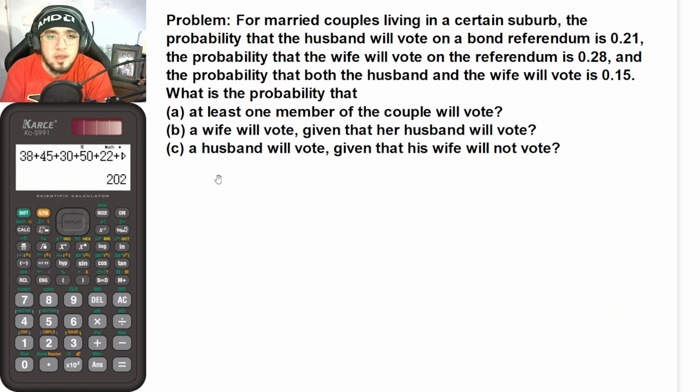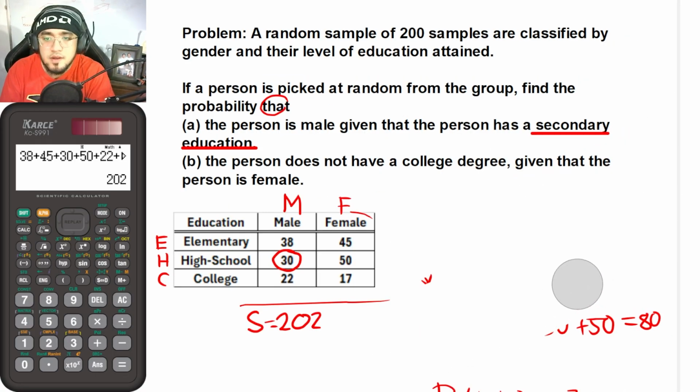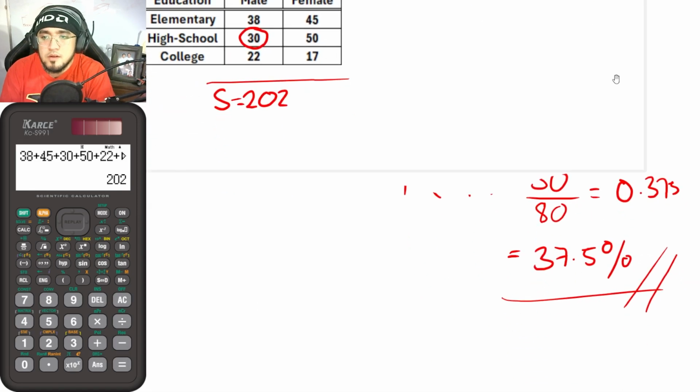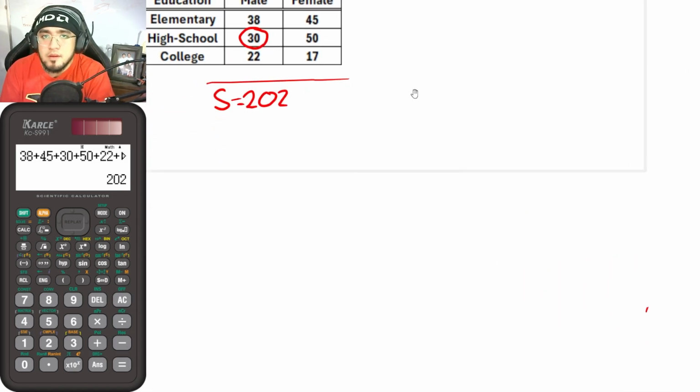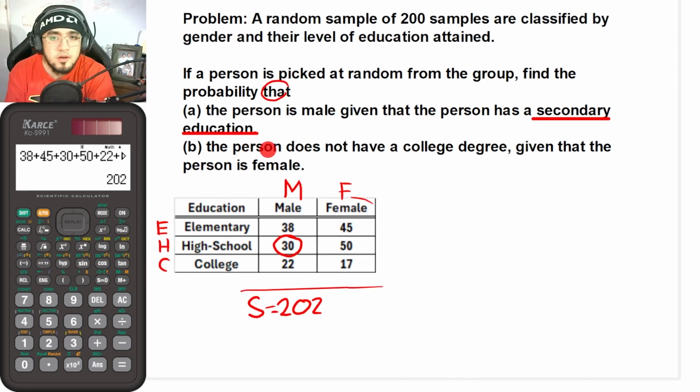Okay, so for letter B, I will just be erasing this first. So for letter B, it is said here: what is the probability that the person does not have a college degree given that the person is female? Okay, so from that, guys, for letter B, we are now solving for the probability that a person does not have a college degree. So this is now our event. And our new sample space or our reference is that it must be female.